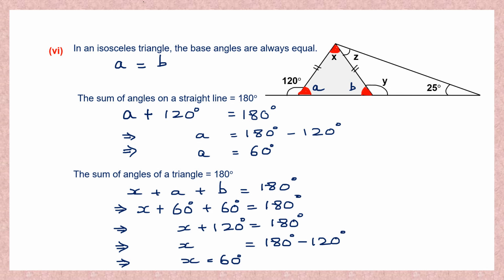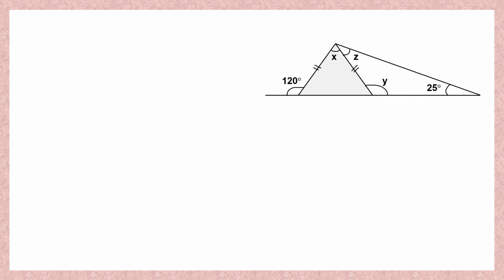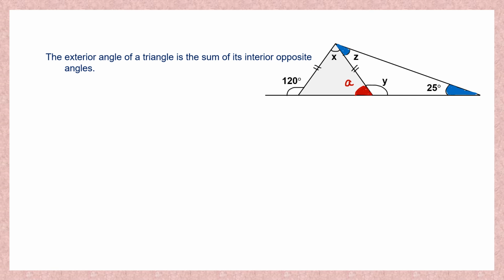So now that we have found the value of X, we have to find the values of Y and Z. So let's continue. We're going to use another property here. We're going to use the property of exterior angles. As you can see, angle A is an exterior angle. And what does the property say? The exterior angle of a triangle is the sum of its interior opposite angles. And the two angles marked in blue are the interior opposite angles.